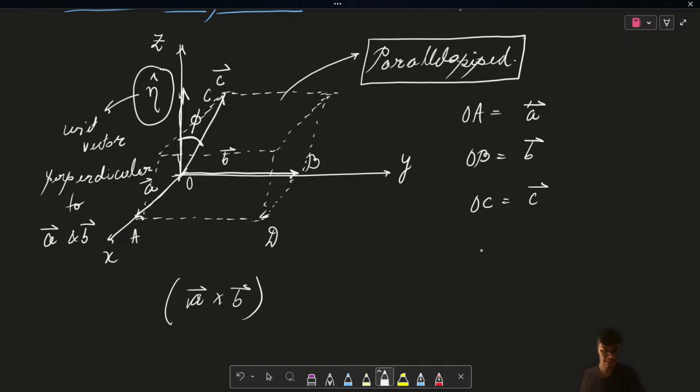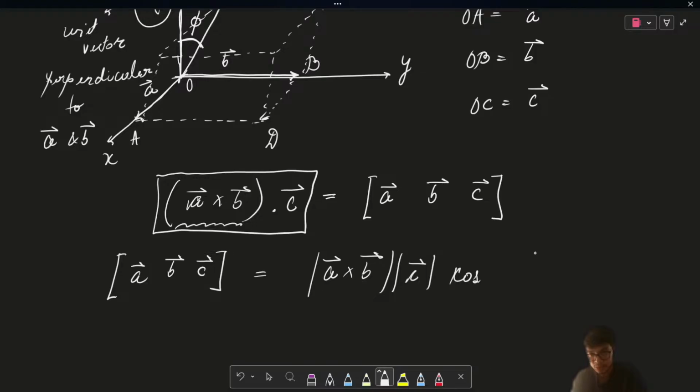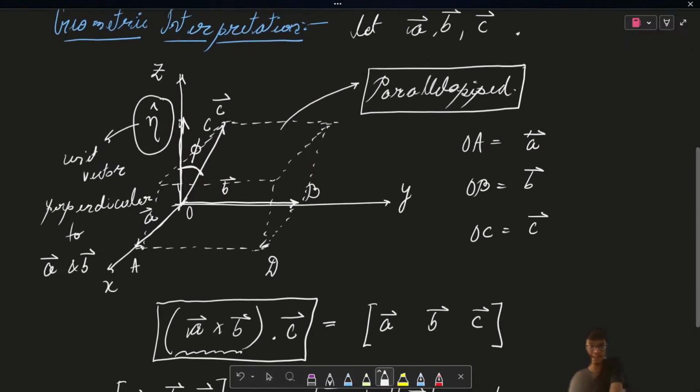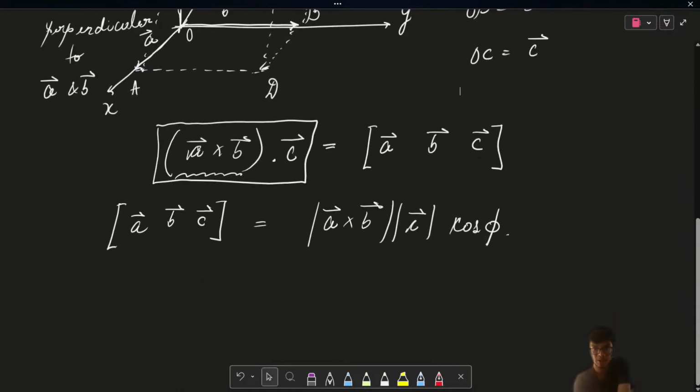Now you will try to understand that this has a very important reference that we will try to connect. When we perform the A cross B vector and then consider the cosine of the angle between these two vectors, this particular vector is directed along the perpendicular direction, and the C vector makes an angle of phi with the n cap unit vector. So I have written over here cosine of phi, right?